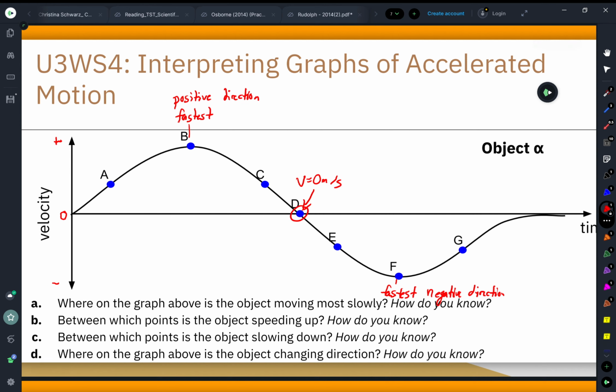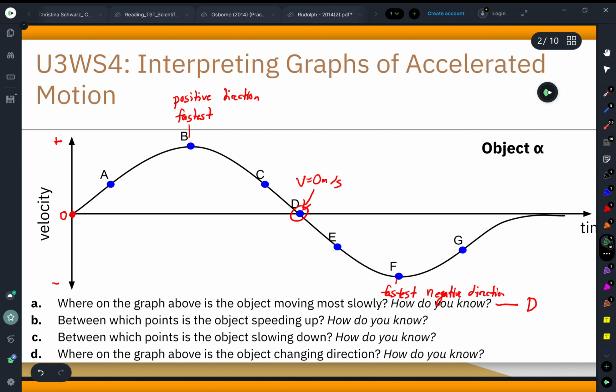So where on the graph above is the object going most slowly? D. It is the only point that we know on the graph where the velocity is 0. The only other point that we could argue has a velocity of 0 is at a time of 0 seconds, but because we don't have a point there based on this function, we're not going to use that as our answer.